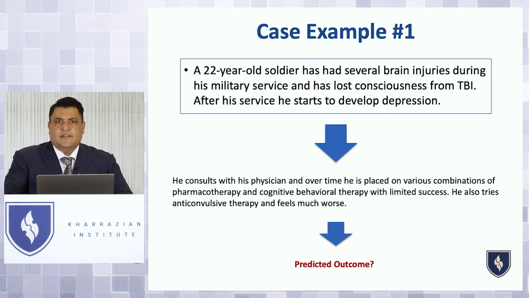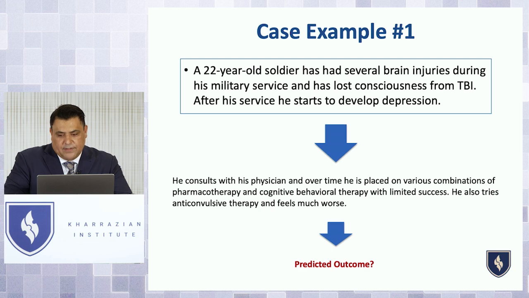So let's say you have a case example of a 22-year-old soldier who's had several brain injuries during his military service, has lost consciousness from traumatic brain injury. After his service, he starts to develop depression. He consults with his physician. Over time, he's placed on various combinations of pharmacotherapy and cognitive behavioral therapy with limited success. He also tries anticonvulsive therapy and feels much worse.